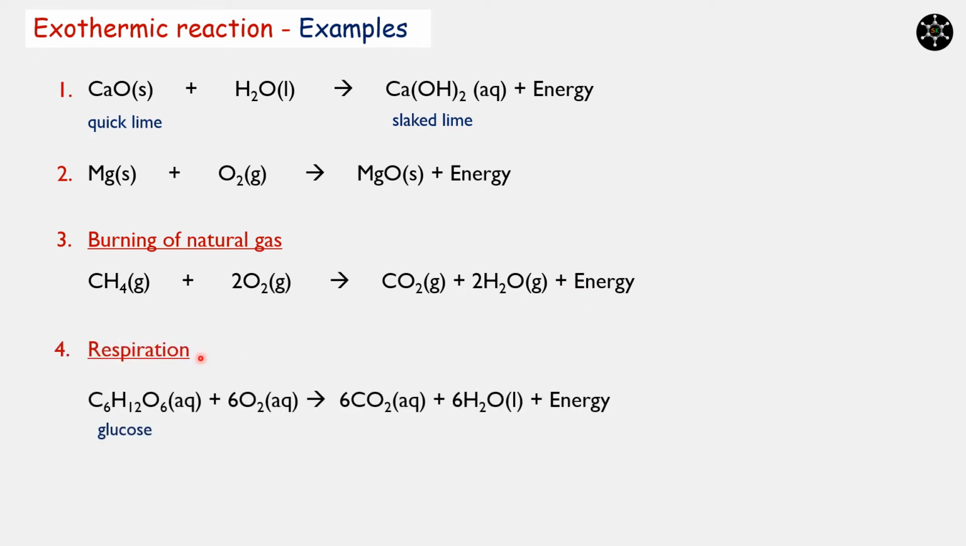Respiration, which is happening inside our body, is also an example of exothermic reaction. Chemically, respiration means burning of glucose inside the body. Glucose, which is present inside the body as a solution in water, reacts with oxygen that is also dissolved in the bloodstream within the body, giving carbon dioxide and water as the products. The physical state of carbon dioxide is mentioned as aqueous here because carbon dioxide, initially when it gets released, is in the bloodstream. In this reaction, energy gets released. This released energy is what we use to do work.